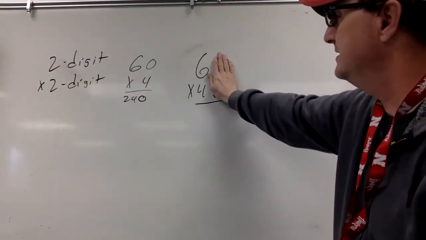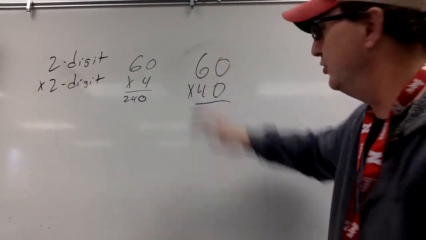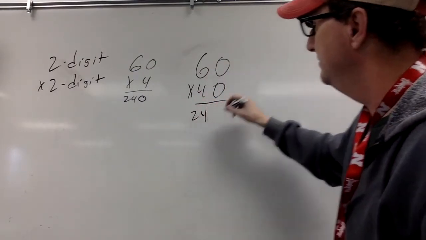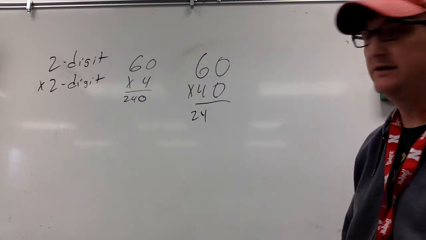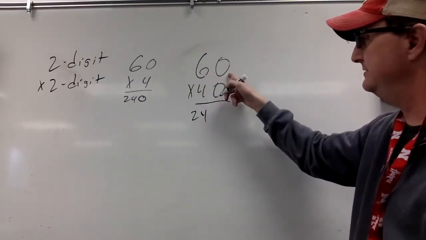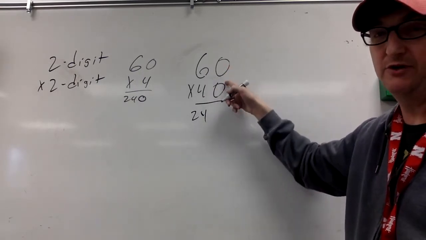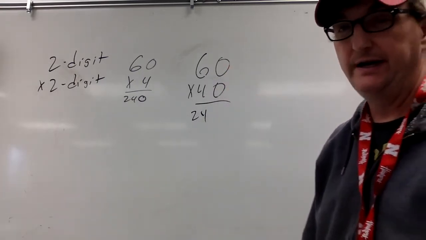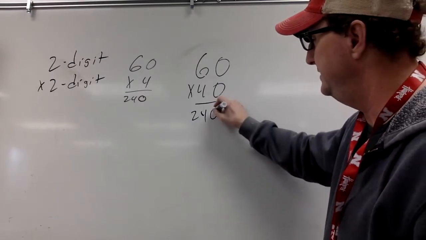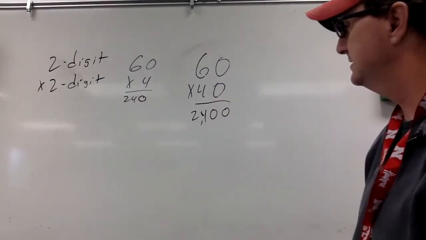The difference here, we use our basic fact, 6 times 4 is 24. But now we've got two multiples of 10. We've got 6 tens here and 4 tens here. Well, 6 tens times 4 tens, that's 100, and anytime you have a multiple of 100, you put 2 zeros.